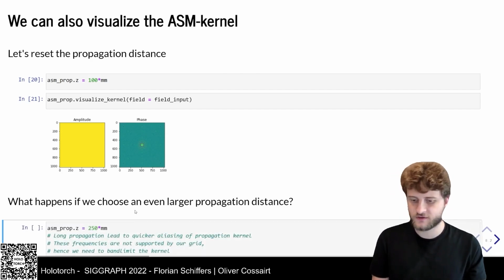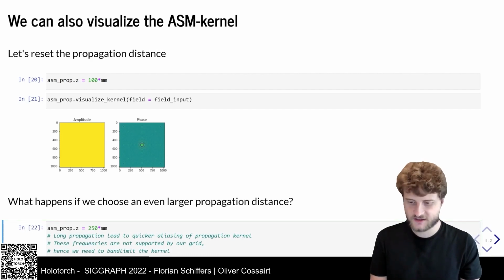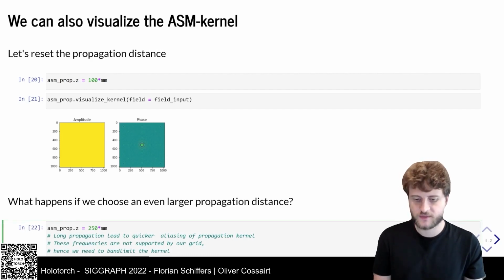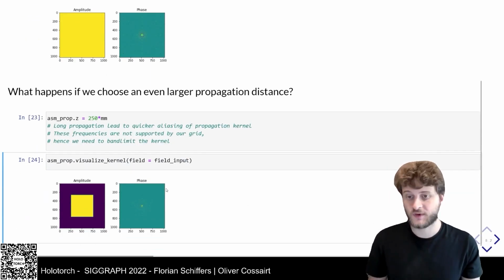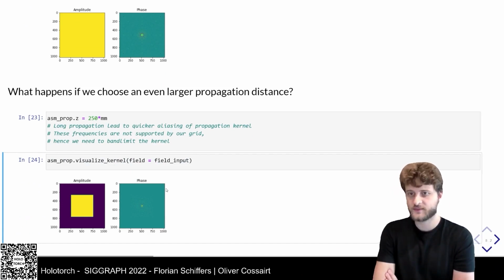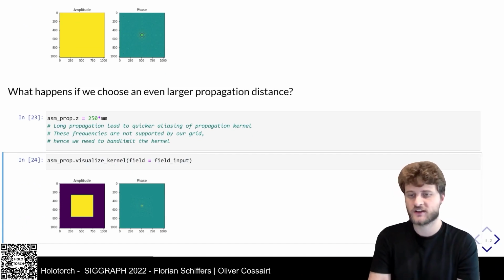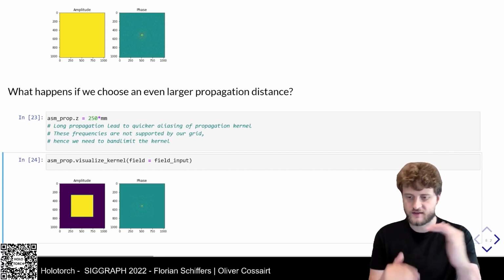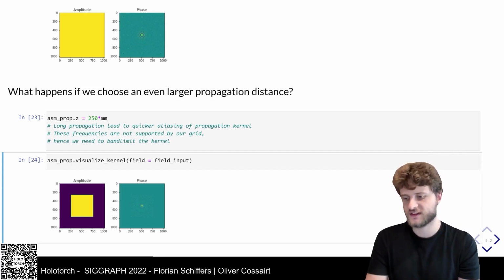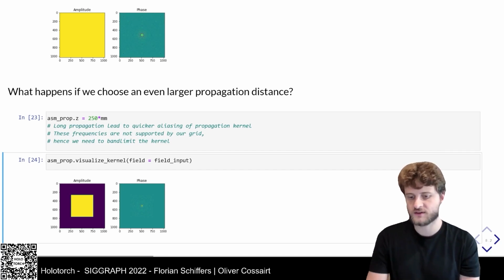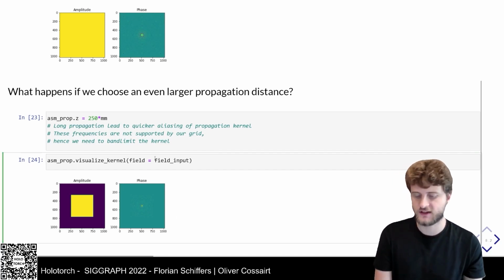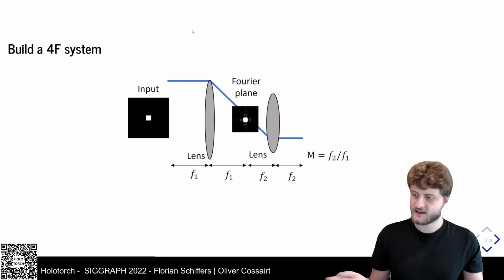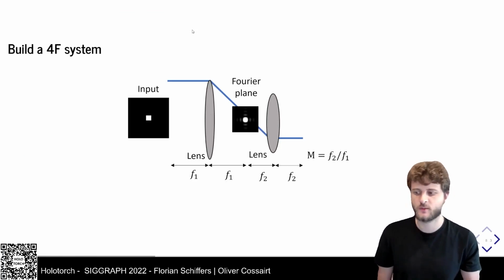We also automatically take into account large propagation distances. For example, if you choose 250 millimeters, we can now see here that we would get aliasing around the larger frequencies because our spatial frequency grid cannot support these large frequencies anymore. And so we basically put them to 0. You can see here, for example, the amplitude is no longer 1s, but zeros actually, where this frequency can no longer be supported.